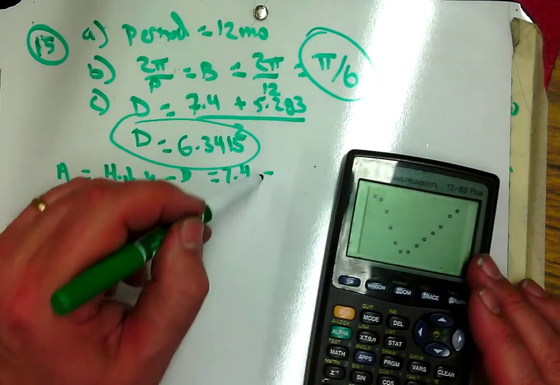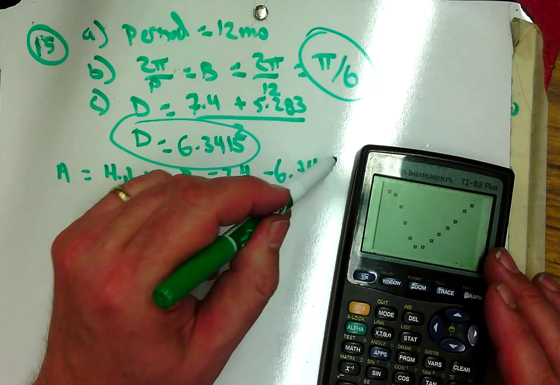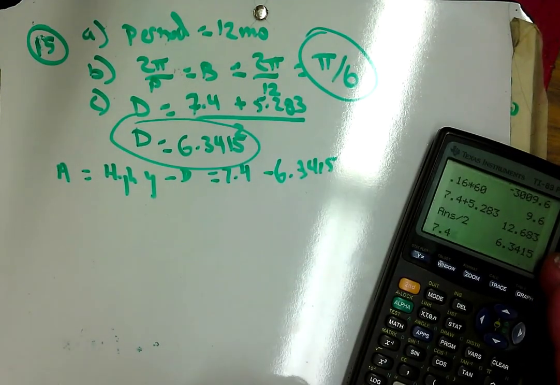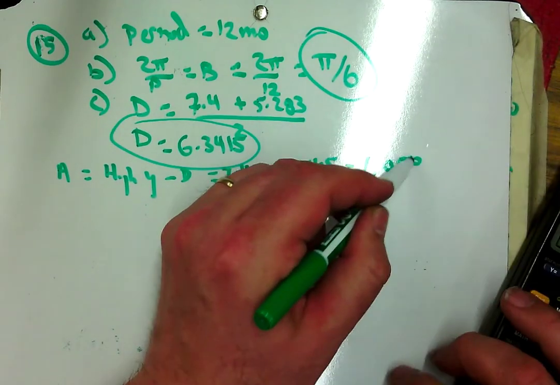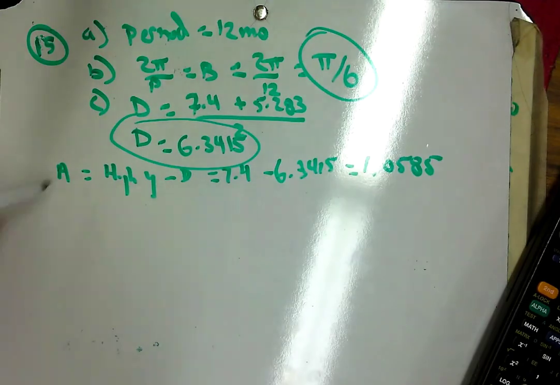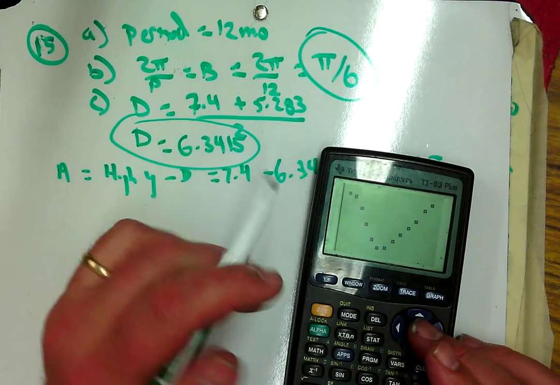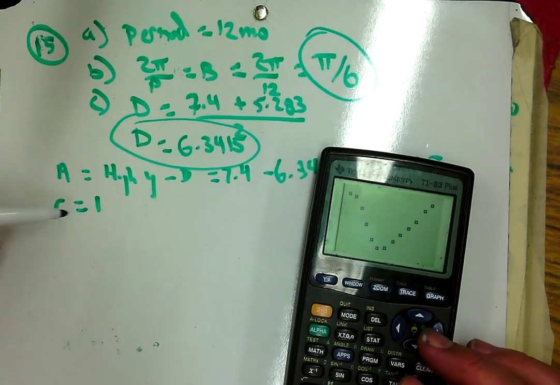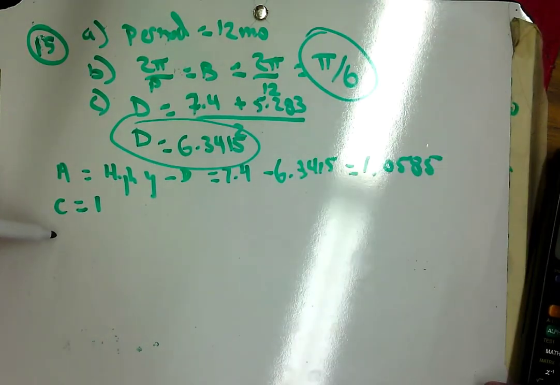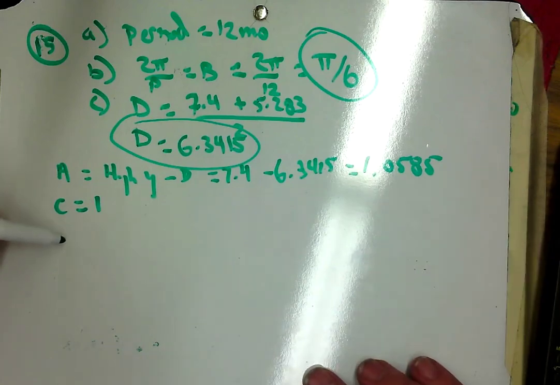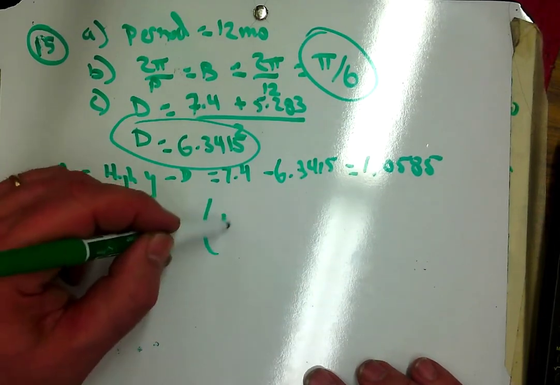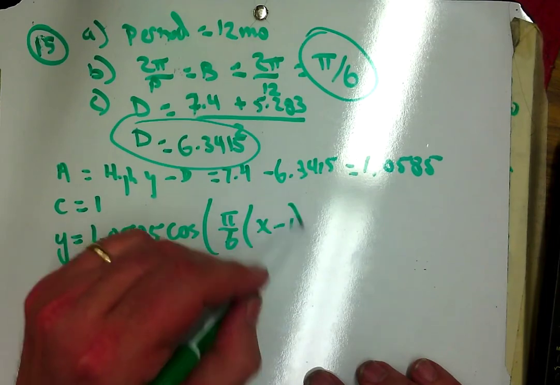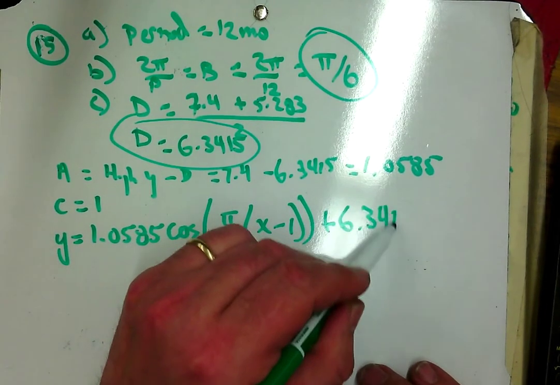So 7.4 minus 6.3415. And I get 1.0585 as our a value. And c, well, c is where we're starting, and we're starting at 1, so c equals 1. So my model then is going to be positive cosine, y equals 1.0585 cosine pi over 6 x minus 1 plus 6.3415.